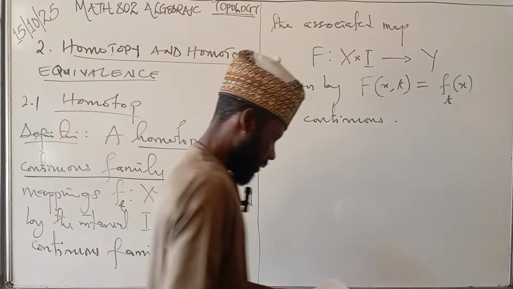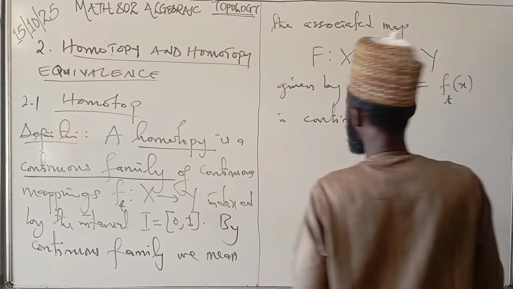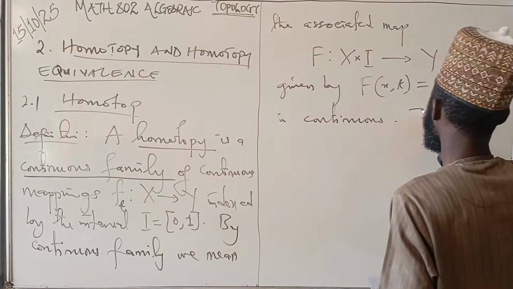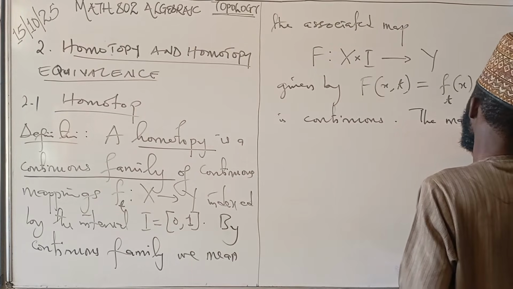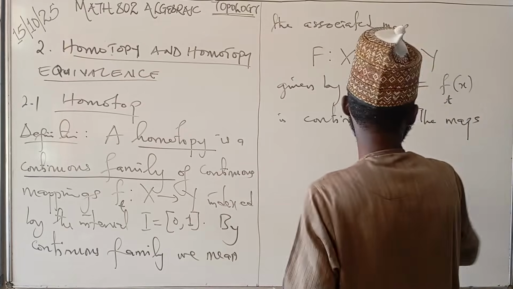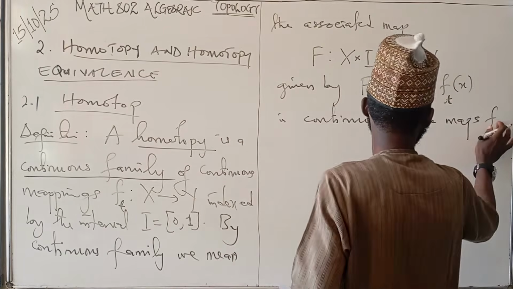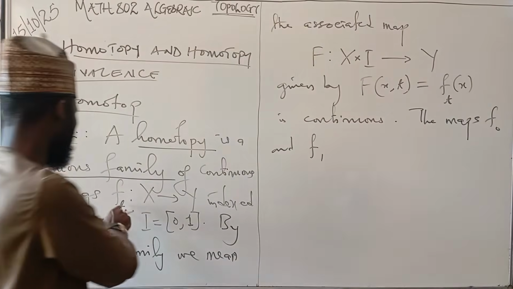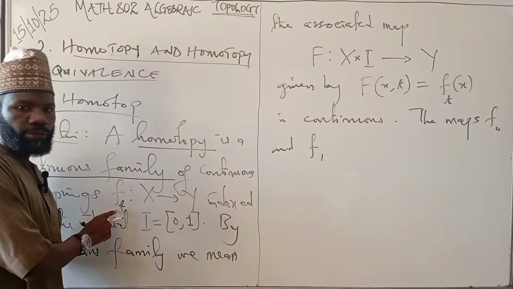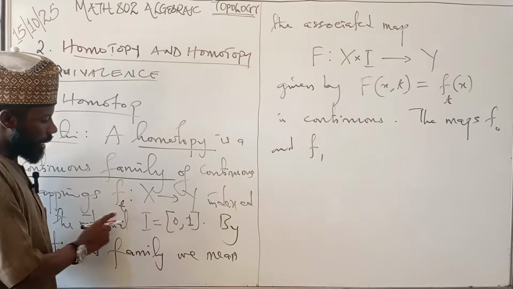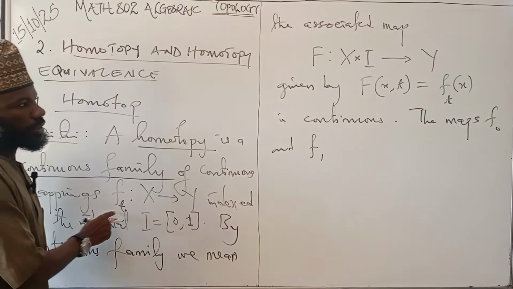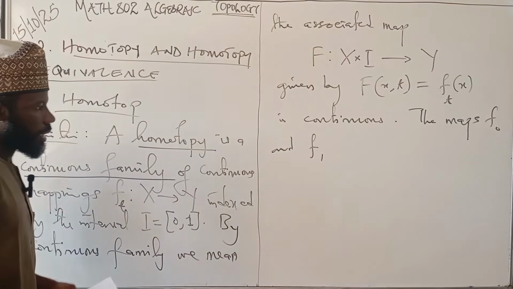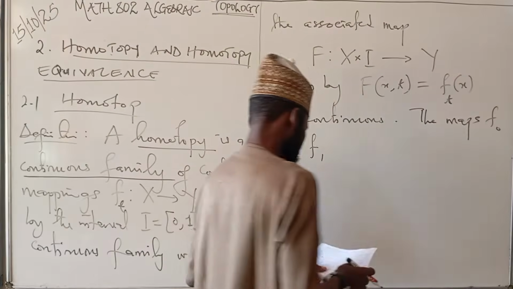All right. If you have the homotopy, then the maps F_0 and F_1. So, well, in the family, the first guy in the family is F_0, and the last guy in the family is what? F_1. These two mappings are called homotopic.